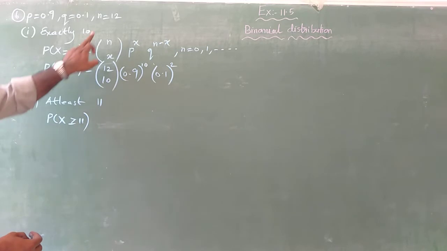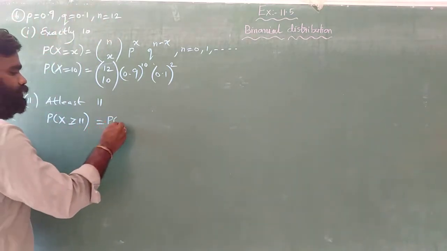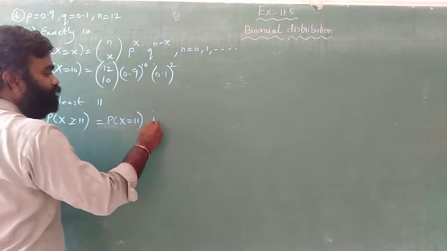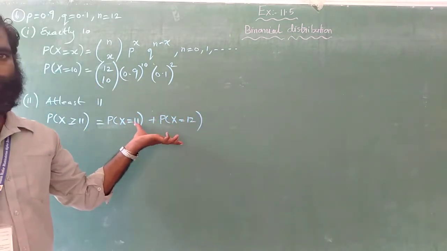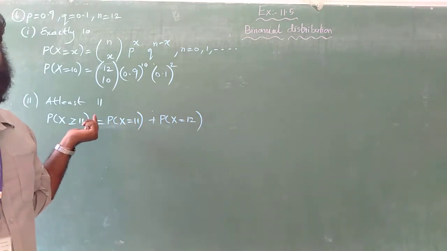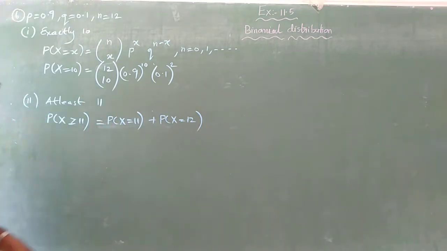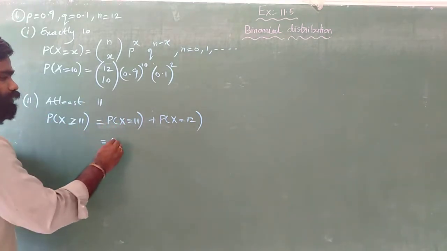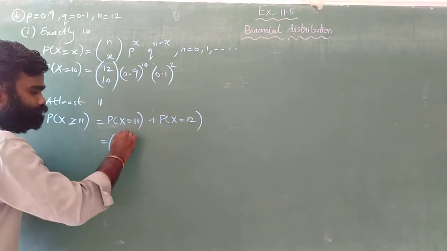After 11, there is only 12. So we can answer straight away with 11 and 12: P of x is equal to 11 and P of x is equal to 12. This is the correct way. You don't need to use the formula P of x greater than or equal to A is equal to 1 minus P of x less than A. You can use this one itself. When x is 11, first we take 12 and 11.